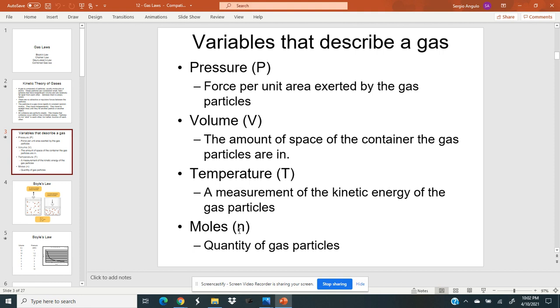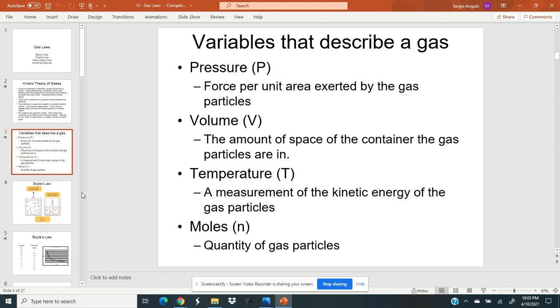And moles, we learned about moles in chapter 11. We're going to use lowercase n to represent moles, and it's how we measure how many gas particles. The more gas particles, the more collisions, and therefore the higher pressure. The fewer gas particles, the fewer collisions, and the lower pressure.